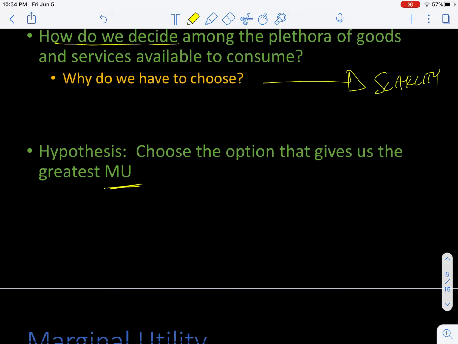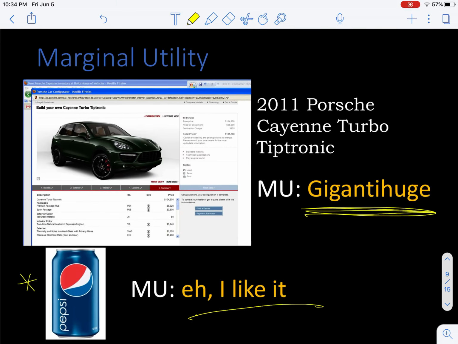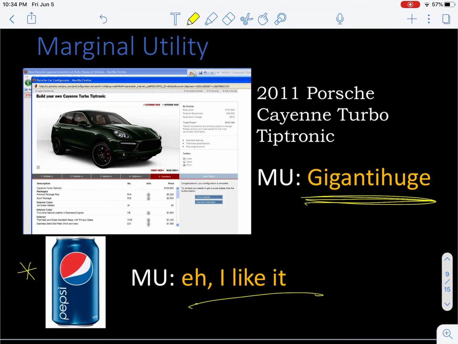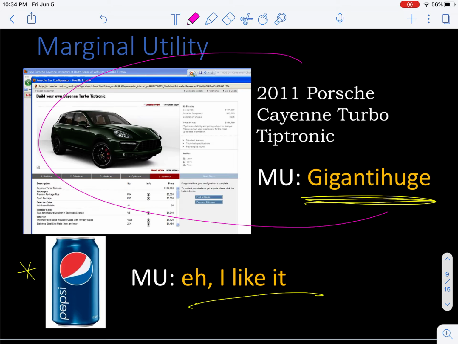So according to our theory, our starting theory was that when making a choice, we would choose the option that gives us the greatest marginal utility. So if our hypothesis is correct, what should I do down here? Would I pick the Porsche or the Pepsi? Well, clearly I would get way more utility from the Porsche, right? So I should buy this.